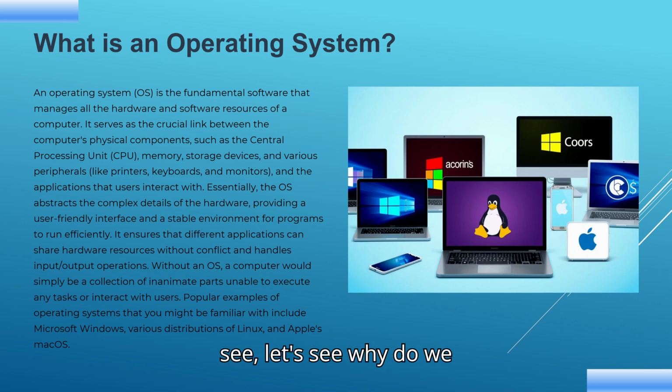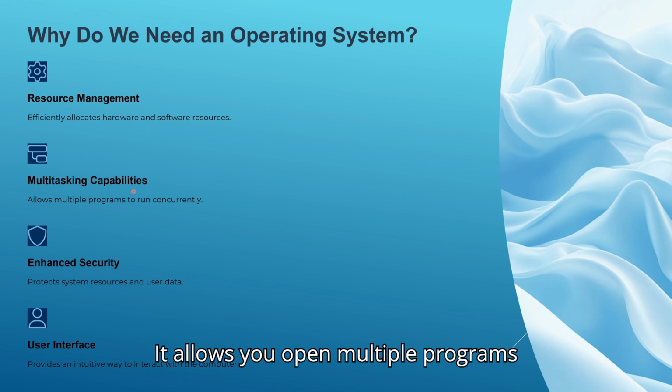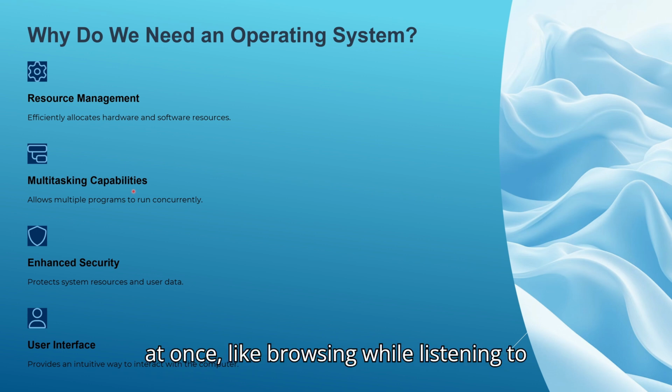So let's see why do we need an OS? The answer lies in the role it plays. First, resource management. The OS allocates CPU time, memory space, and disk storage efficiently so that every running application gets what it needs. Second would be multitasking capabilities. It allows you to open multiple programs at once, like browsing while listening to music.